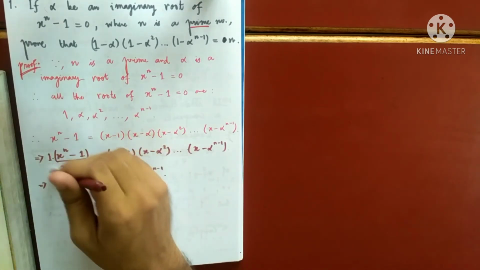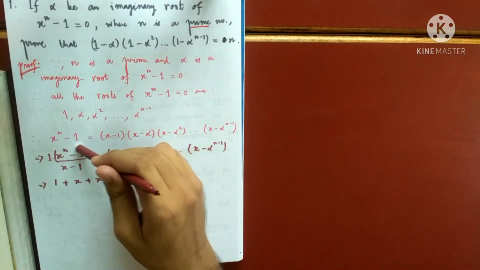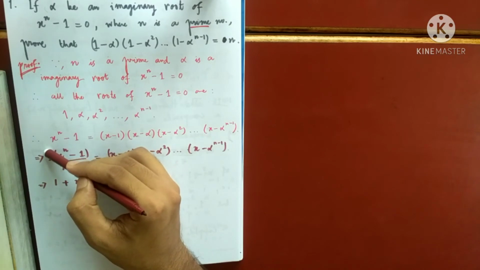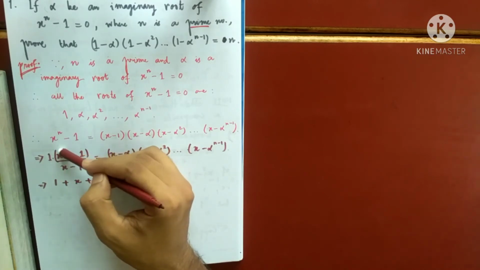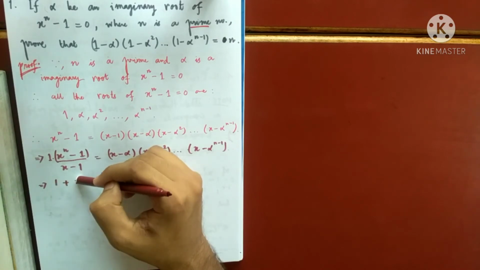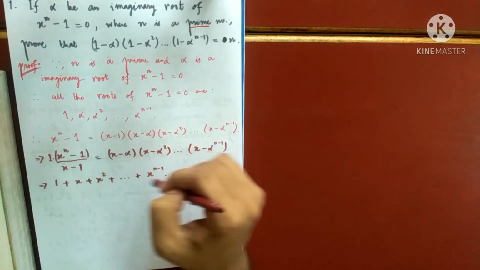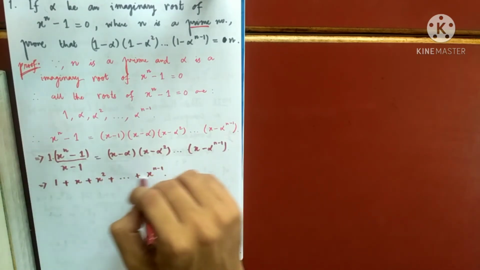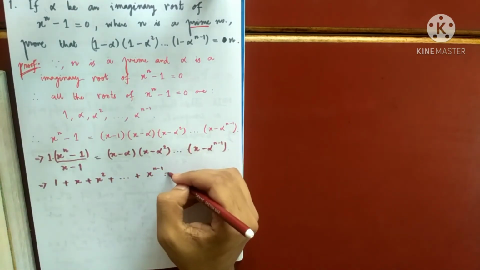So this information tells you that I have a GP whose sum is this. So a is 1, r is x and the number of terms is n. So I'll start with a, I'll multiply by x, and I'll go up to x to the power n minus 1. Why? Because the number of terms is n. So did you understand the left hand side?